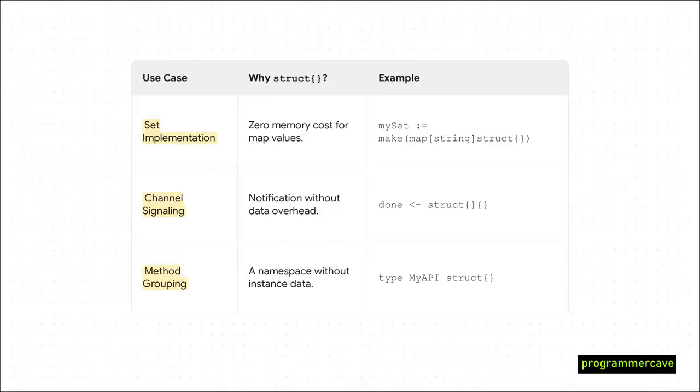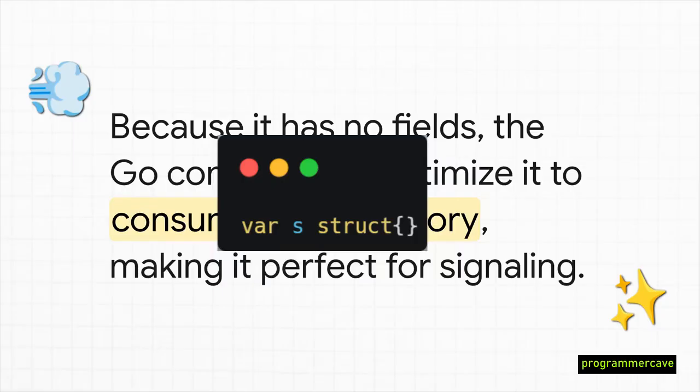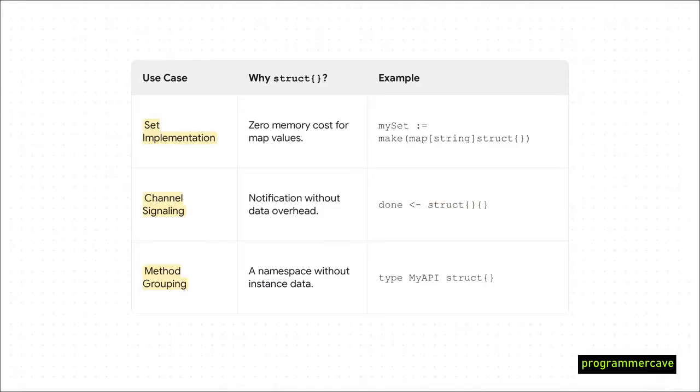Because it has absolutely no fields, the Go compiler is smart enough to optimize it so that it consumes no memory whatsoever, and that makes it an incredible tool for optimization. So where do you actually use this thing?